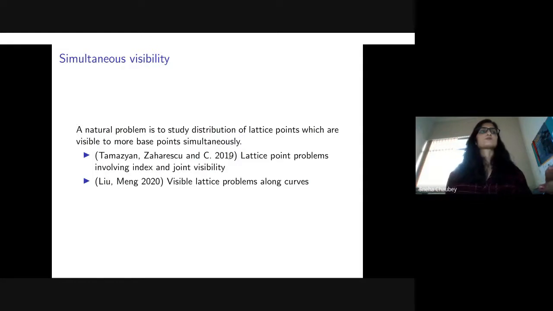In fact, this notion of generalized visible lattice points makes more practical sense in hyperbolic geometry, because straight lines are the shortest paths in Euclidean geometry. But for the upper half plane, in hyperbolic geometry, you have the geodesics, and the geodesics are not straight lines, right? They are semicircles and lines parallel to the y-axis. So for them, one can define this notion of generalized visible lattice points, and then also study simultaneous visibility. This is a problem which I'm currently interested in.